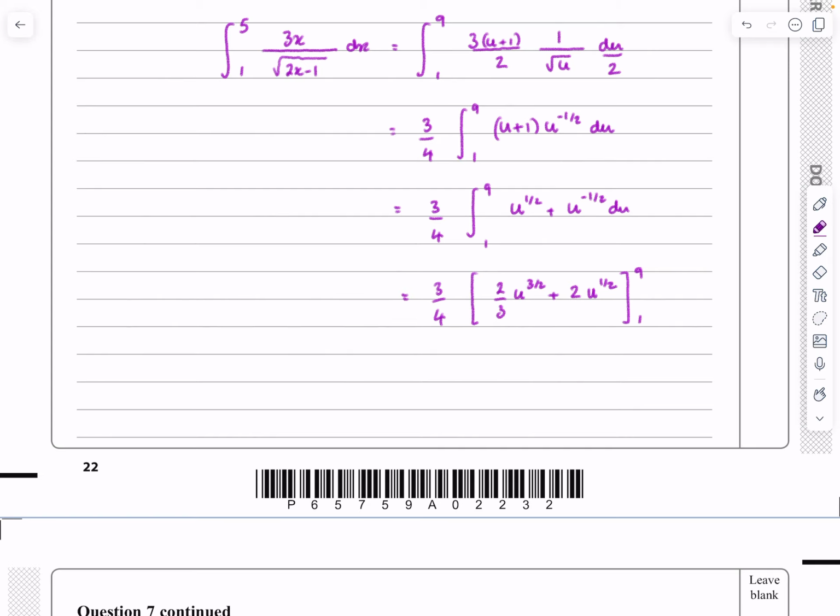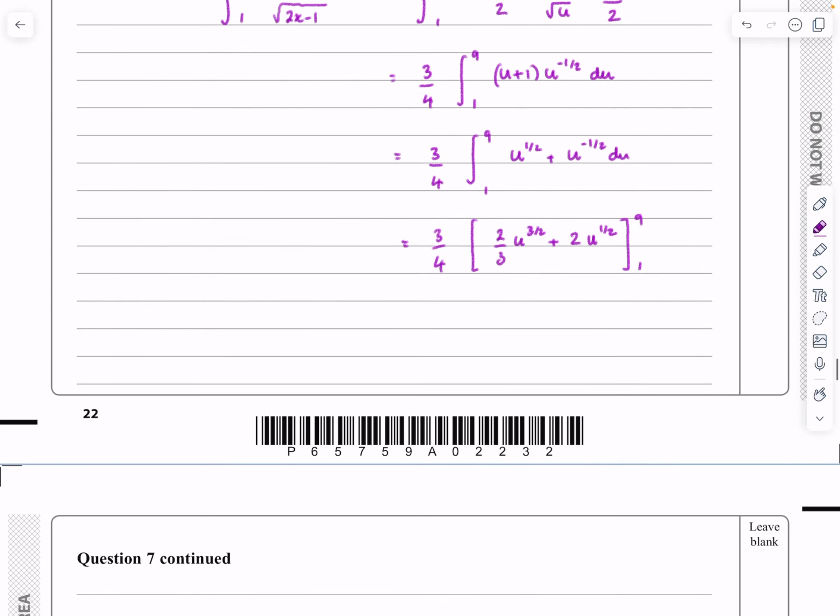So however you want to evaluate this, what I'd actually do just to make this a little bit simpler going forward is multiply that 3/4 out before I actually do anything else. 3/4 times 2/3 is going to give me a half u to the 3/2 plus 3/2 u to the half, before I stick the values of 9 and 1 in as I'm doing that.